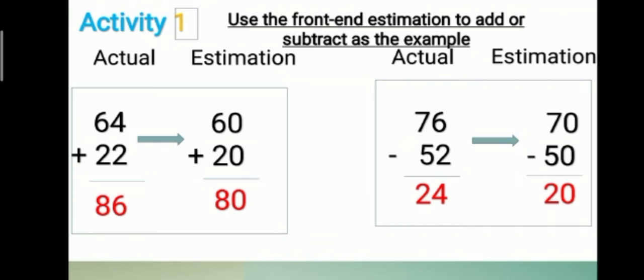This is our estimation. Here 76 minus 52, this is the actual: 6 minus 2 equals 4 and 7 minus 5 equals 2. After estimation, 76 will be 70 and 52 will be 50. So our answer will be 0 minus 0 equals 0 and 7 minus 5 equals 2.